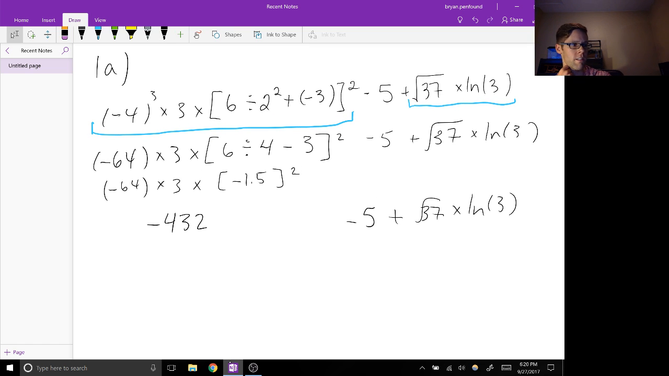Okay, so make sure you can get that negative 432. Let me know if I've done anything wrong on that bit. These are pretty easy to get overloaded with.